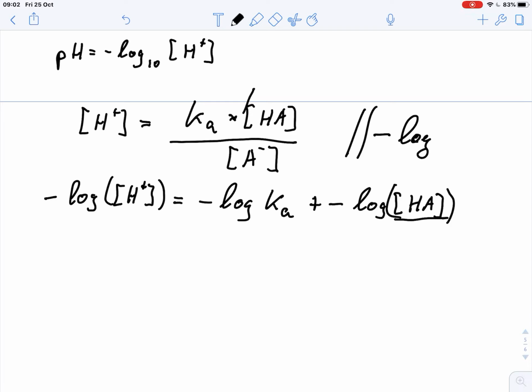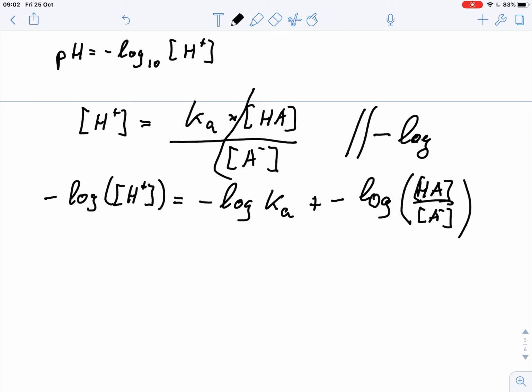divided, and I just write it like that. Well, let me write this nicely. Let me write this as plus minus log of the acid concentration divided by the base concentration. So basically I split this and treat it as Ka times acid concentration over base concentration. I treat it like that and take the negative log of both sides.